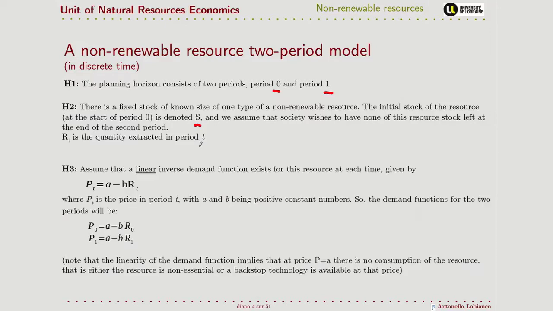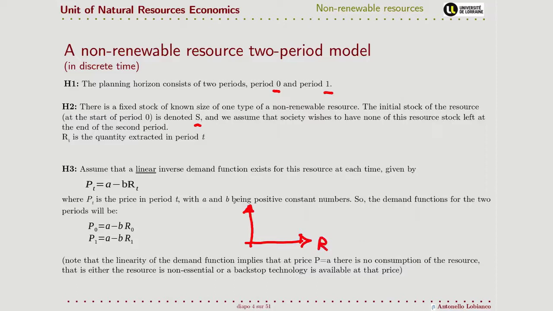We make a third assumption: we consider, specifically in this example, a linear inverse demand function for the resource, where the price is linked with the quantity of the resource extracted at each of the two periods, 0 and 1, through two parameters A and B. And one important consideration is that, because of the linearity assumption we make, we have something like that.